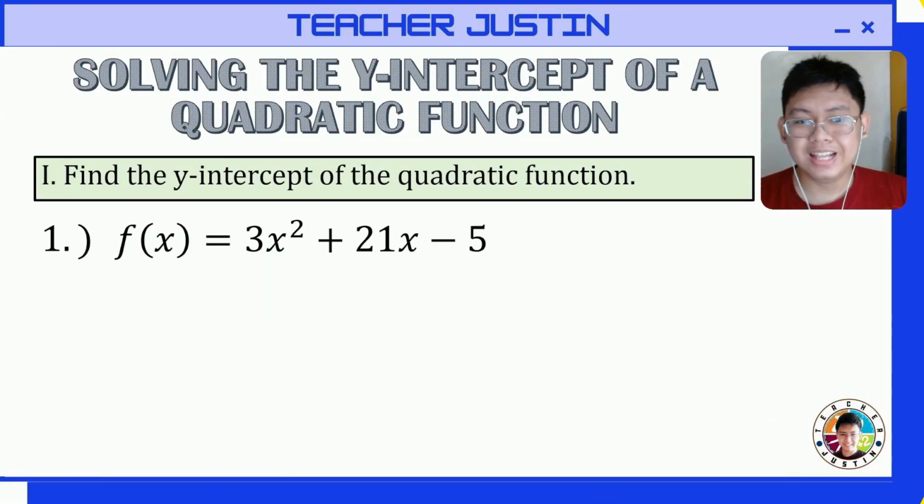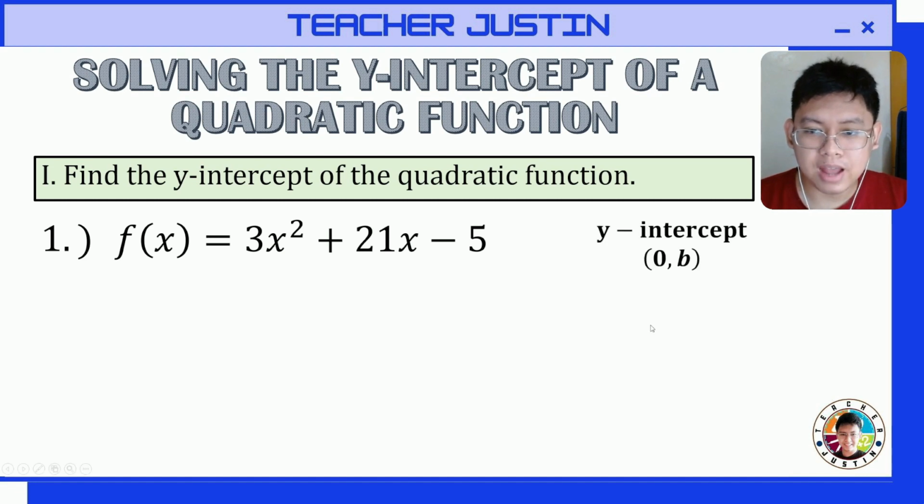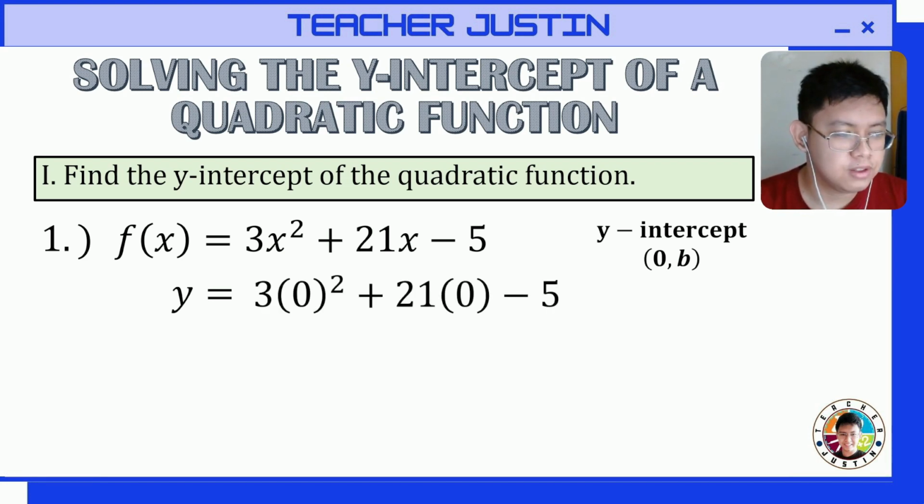Alright, let's have this example. Let's find the y-intercept of this quadratic function. We know that the y-intercept has the coordinate (0, b). The first step is to change the function notation to y. Then we replace all values of x by 0. So we will have 3 times 0 squared plus 21 times 0 minus 5.